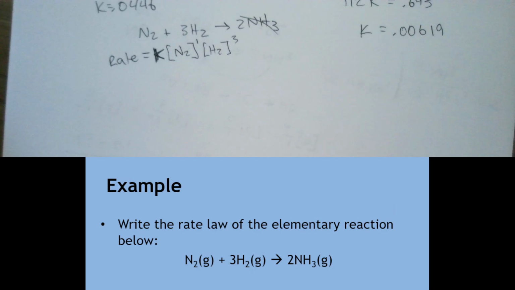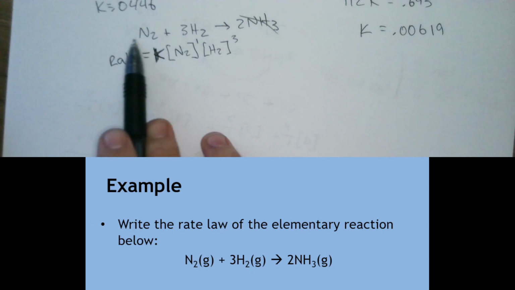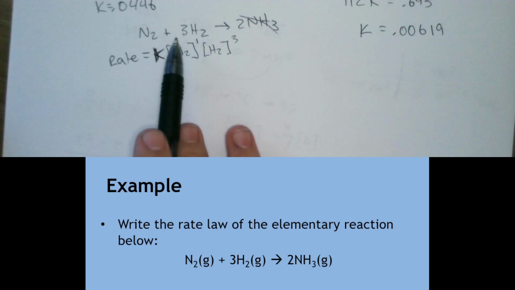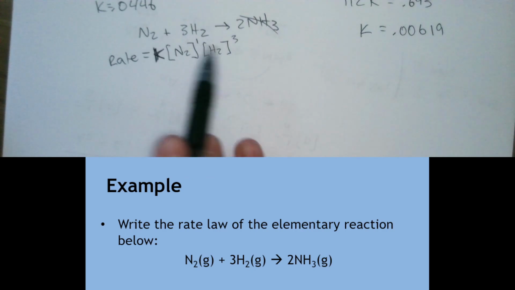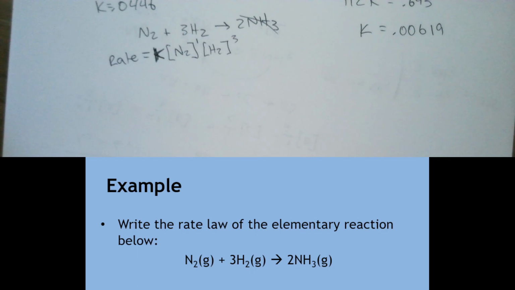That's only allowed during an elementary reaction. But writing the rate law of an elementary reaction is on the AP exam sometimes. If that's the case, you just take whatever coefficients they have here and write them up here as the order. This reaction would overall be 4th order because it's 1 plus 3.